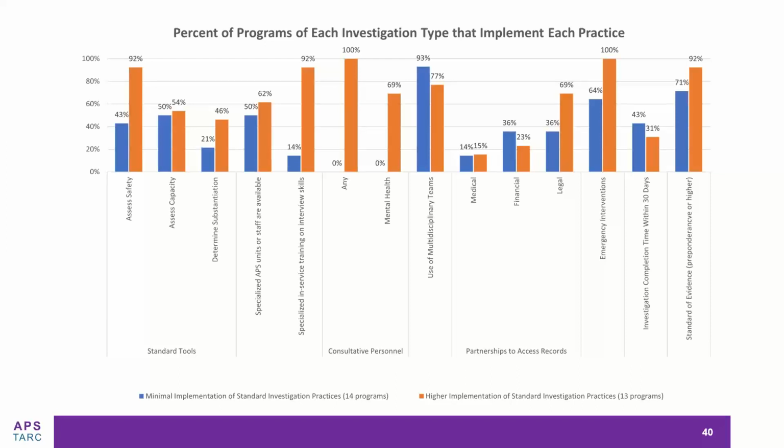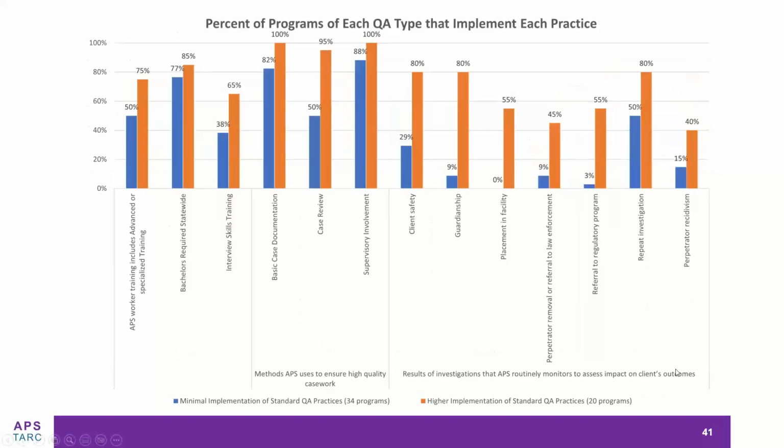Next slide shows the same thing for quality assurance. And again, you can see for the different types of QA policies and practices that there's a huge distinction between those that are in the higher implementation of standard QA practices and those that are in the minimal implementation.